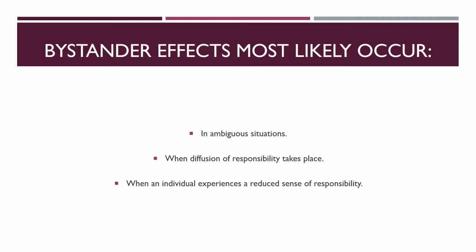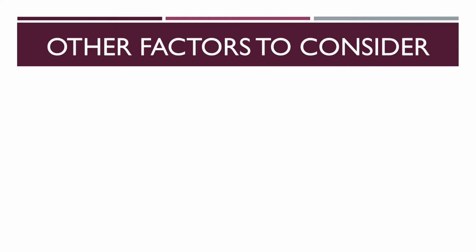Lastly, Ross and Braband 1973 and Vaughan and Hogg 2014 suggests that when an individual experiences a reduced sense of responsibility, they are less likely to help than when they're in a situation where they feel more personally responsible. For example, a person you know or a situation taking place at your own home. It is important to note that there are also other factors at play that may influence one's ability to help or fail to help in an emergency situation.